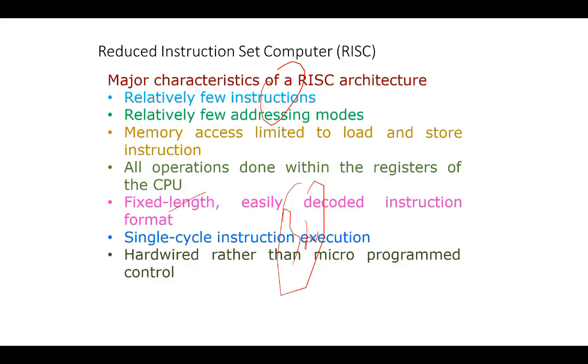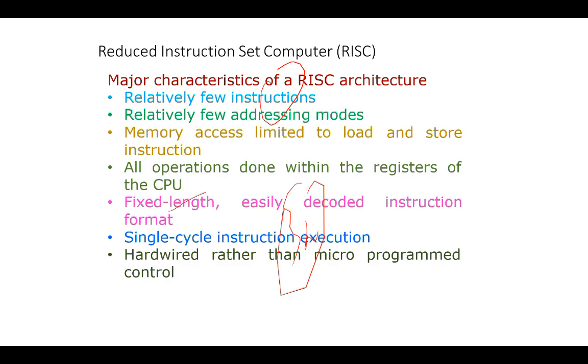The next thing is single cycle instruction. Already I have mentioned one clock cycle signal. Most of these RISC instructions are completed within one clock signal. Simple instructions require less processing time, which efficiently improves the processor speed.